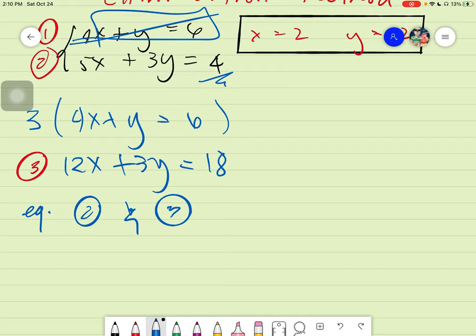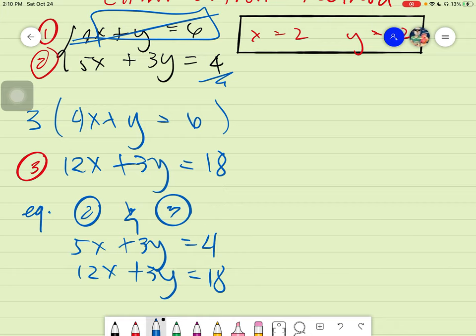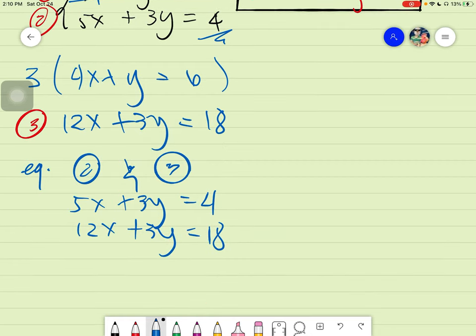So what would happen here is I will list them down. This is 5x plus 3y equals 4, and our new equation, which is 12x plus 3y equals 18. Firstly, how do we eliminate a number? You can eliminate a number if and only if you have these cases. Firstly, if they are the same number, 4 and 4, I will subtract.